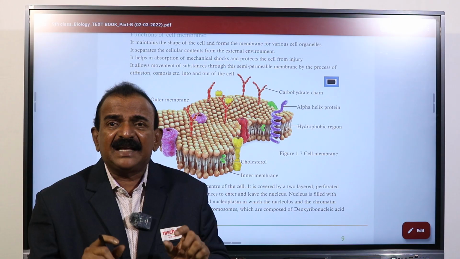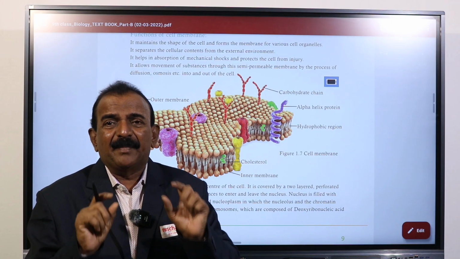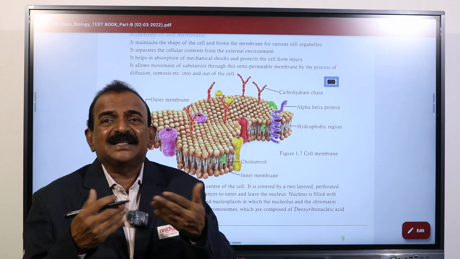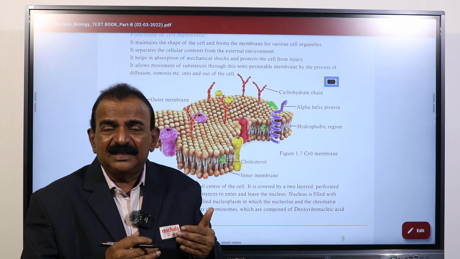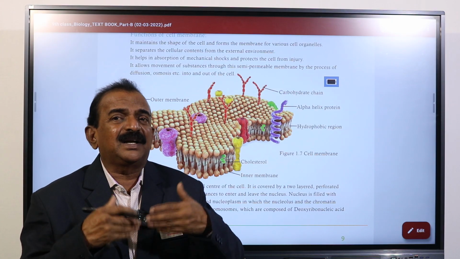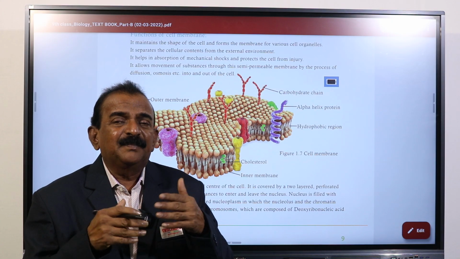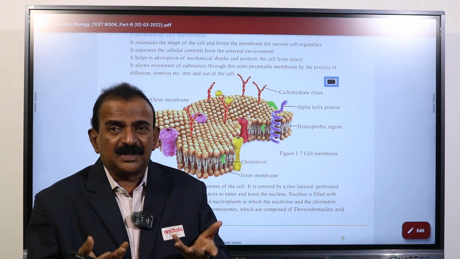It is also called a semi permeable membrane. It allows certain substances to get into the cell and certain substances to get out of the cell, and this is by means of osmosis and diffusion.